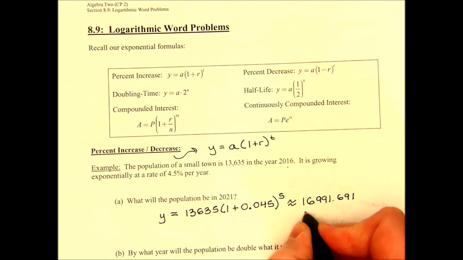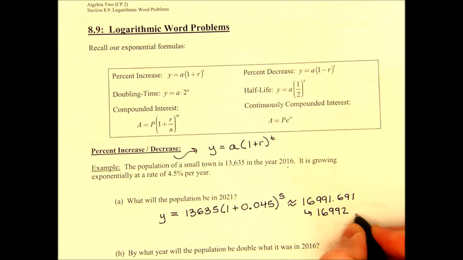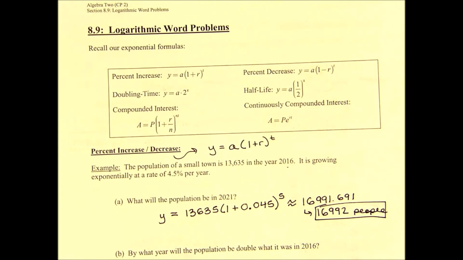16,991.691. We're going to round that to 16,992 people for the population. And really, I just gave you part A to refresh your memory on how this formula works. In the homework, there may be a few problems like part A that are just like the beginning of the chapter where we plug in our numbers and we get our answer.